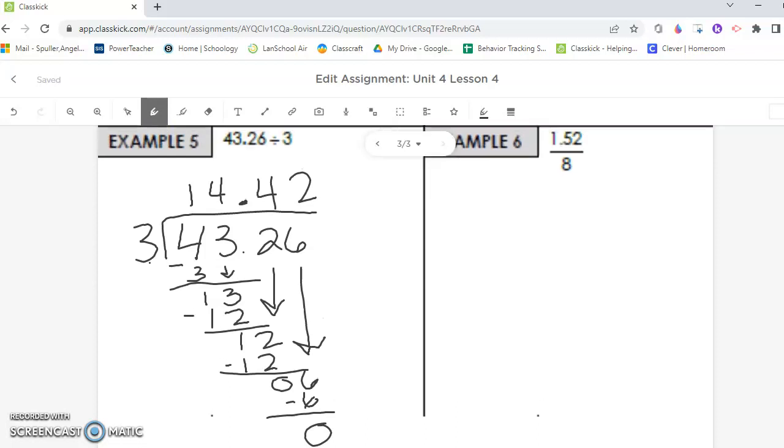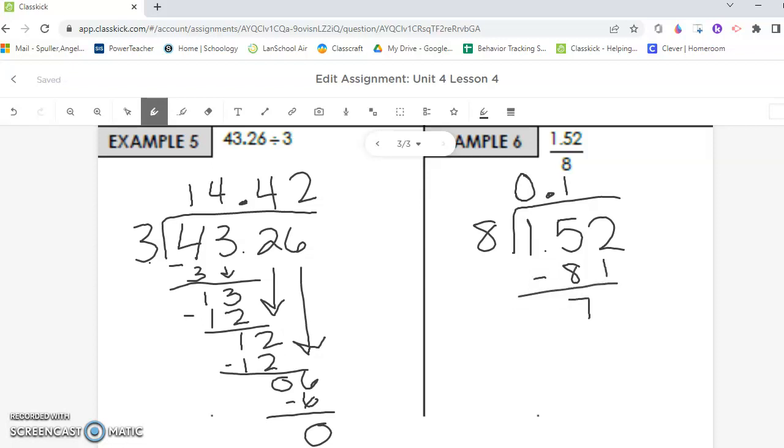All right, let's look at this next one. 1.52 divided by 8. Bring my decimal up. 8 can't go into 1, so it goes in there 0. But it can go into 15 just one time. So minus the 8. That gives me 7. Bring down my 2. Well, I know 9 times 8 is 72. Gives me 0.